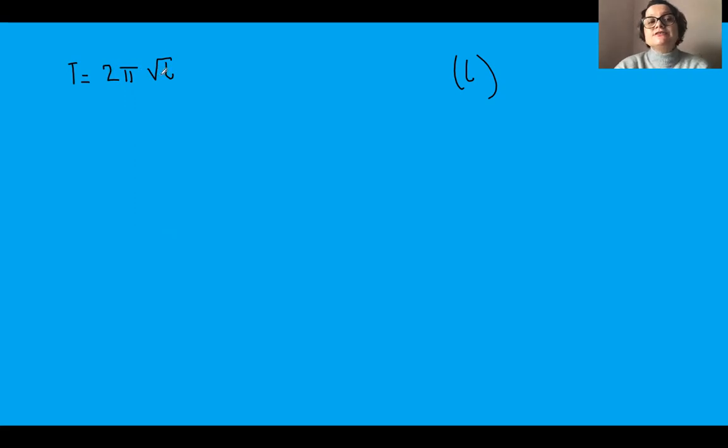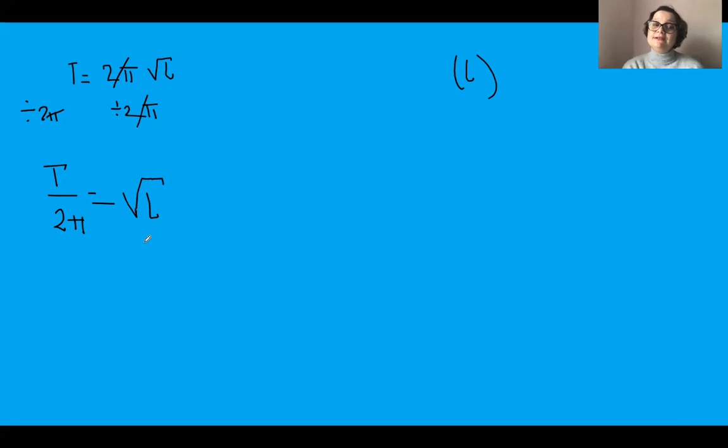Now, 2 pi square root of L means 2 times pi times the square root of L. And so to get rid of 2 pi, we have to divide by 2 pi both sides. So you get rid of 2 pi from the right-hand side. There you go. So the left-hand side becomes T over 2 pi, while the right-hand side becomes the square root of L.